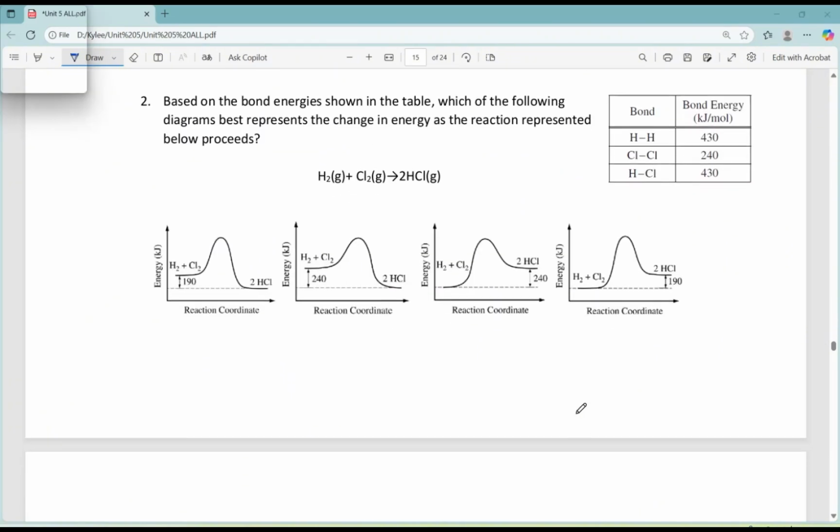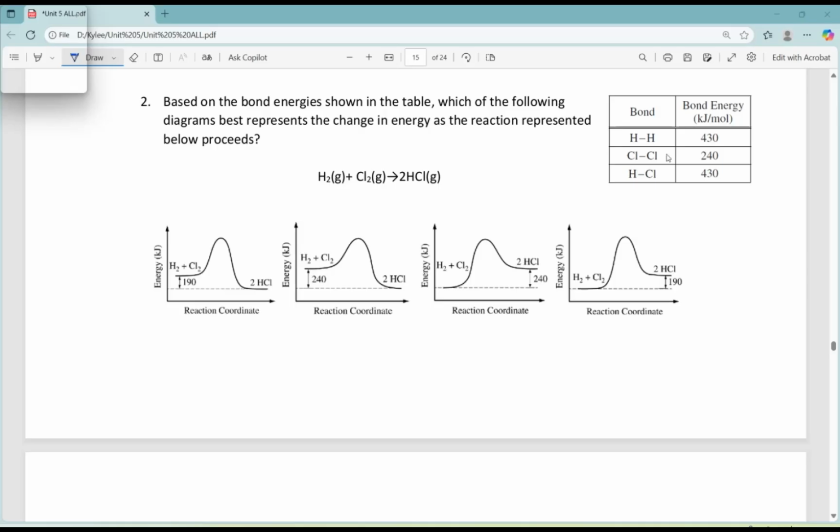On number 2, it says, based on the energies of the table, which of the following diagrams best represents the change in energy as the reaction proceeds? And we have H2 plus Cl2 goes to 2 HCl's. And this is kind of tricky because we actually haven't talked about this type of problem before, but that doesn't mean we can't figure it out.